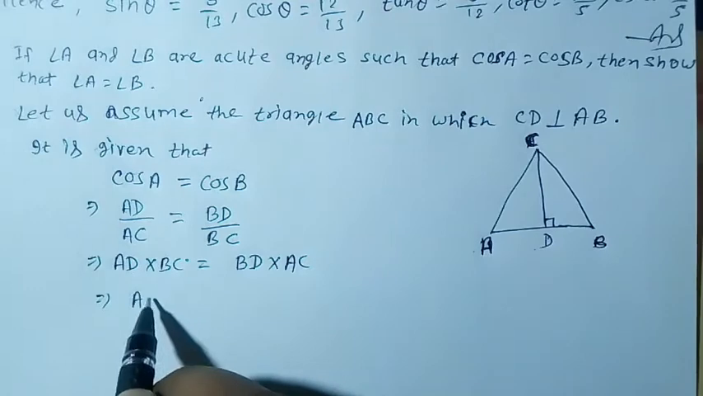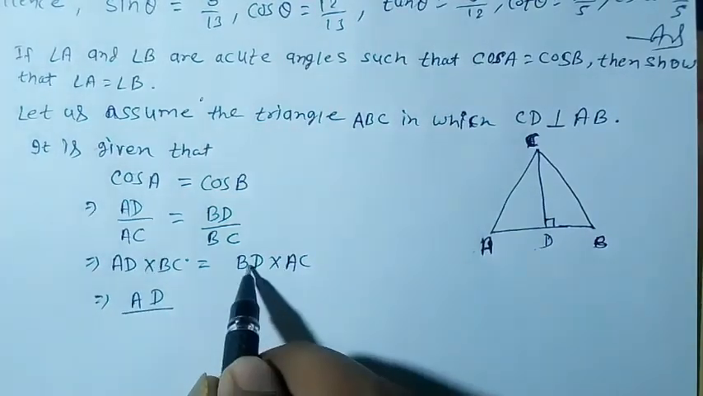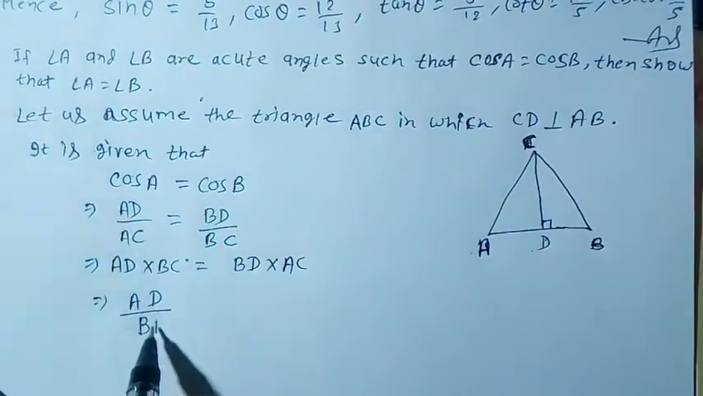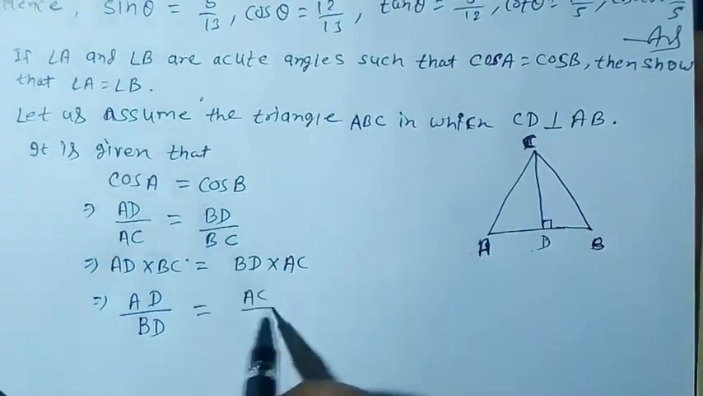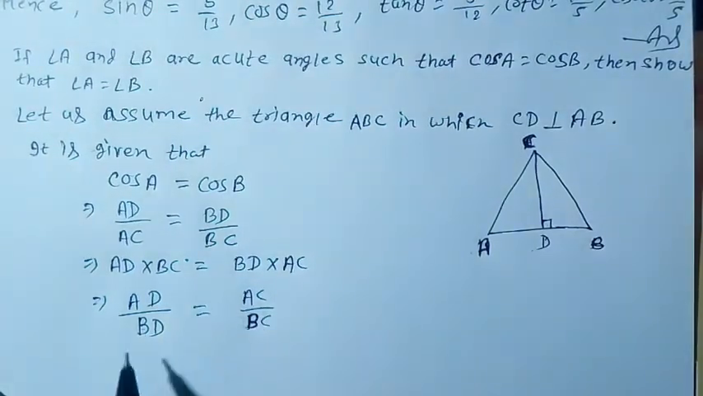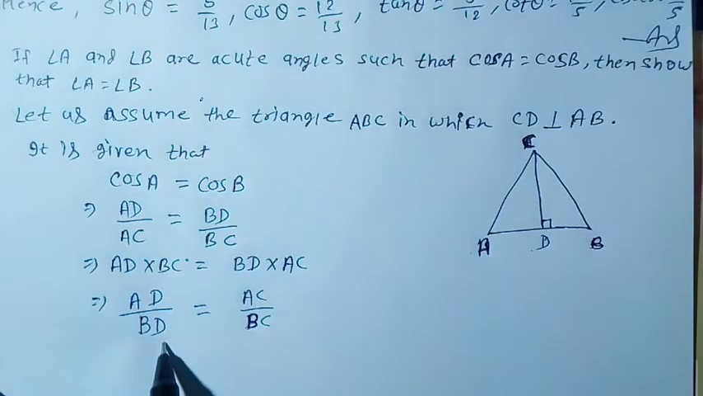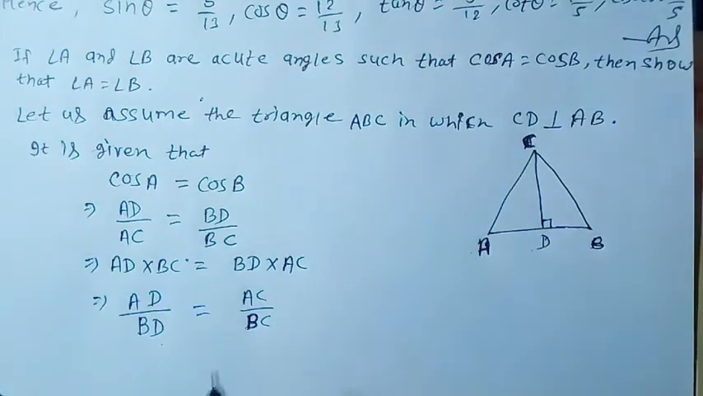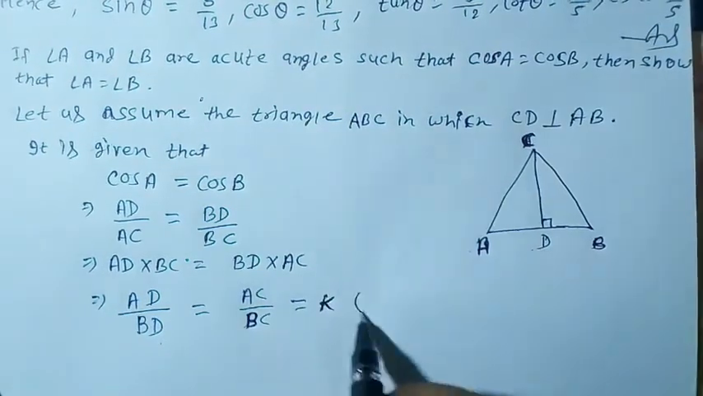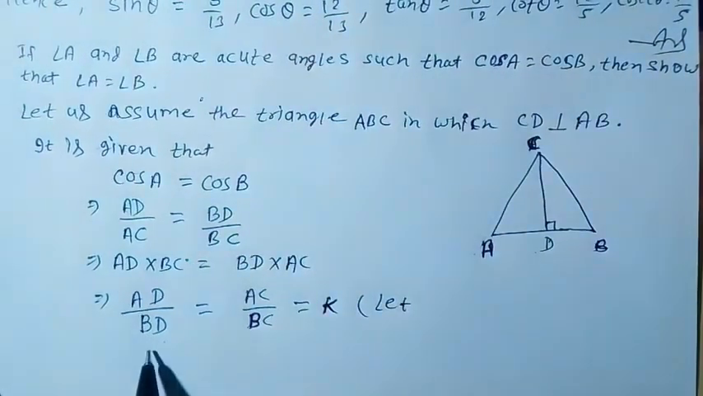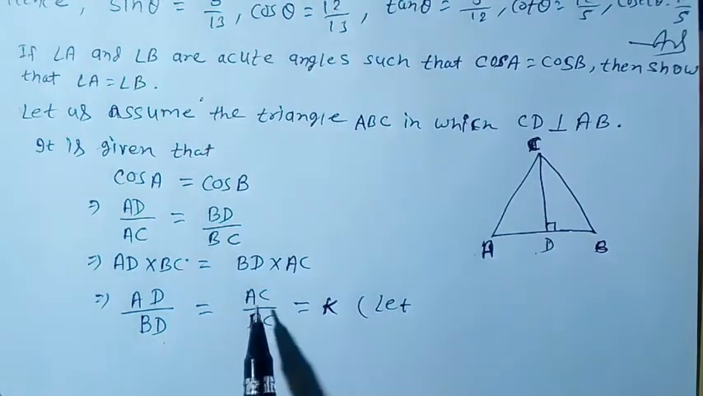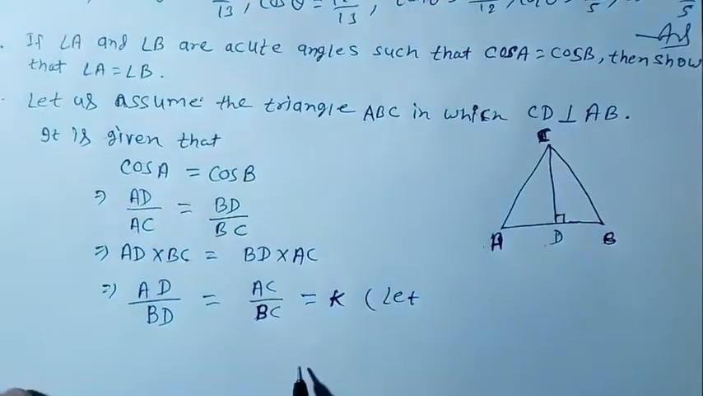This implies AD by BC goes to the other side, so AD by BD is equal to AC by BC. Suppose I let the value of AD by BD, which is equal to AC by BC, be K. The value of AD by BD is equal to K, and also the value of AC by BC is equal to K.